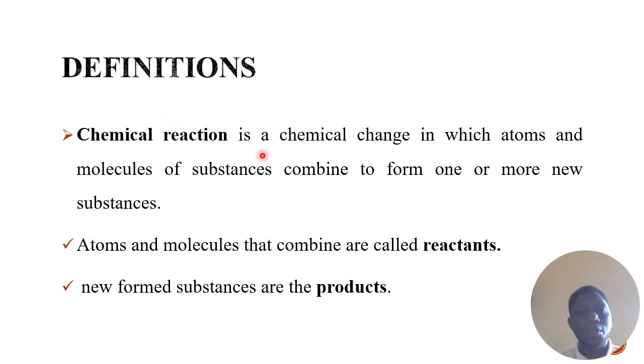A chemical reaction is a chemical change in which atoms and molecules of substances combine to form one or more new substances. To mean, during a chemical reaction, there is a chemical change. And then, atoms and molecules that combined together are called reactants. And then, new formed substances are what we call the product.